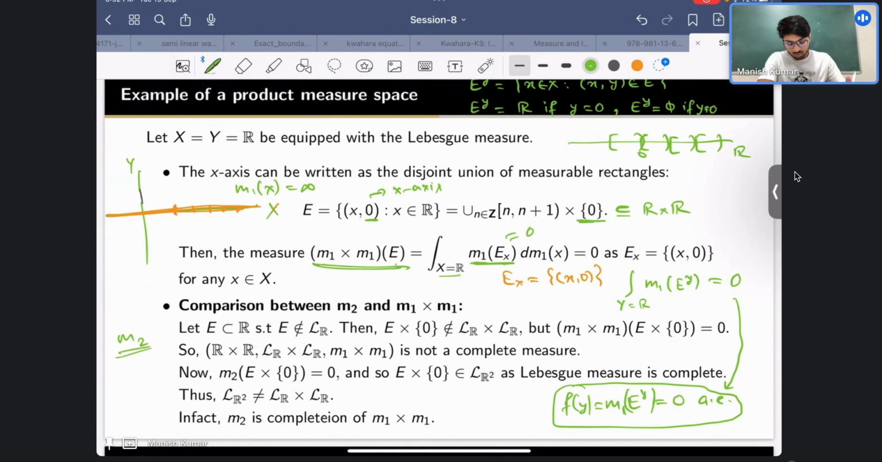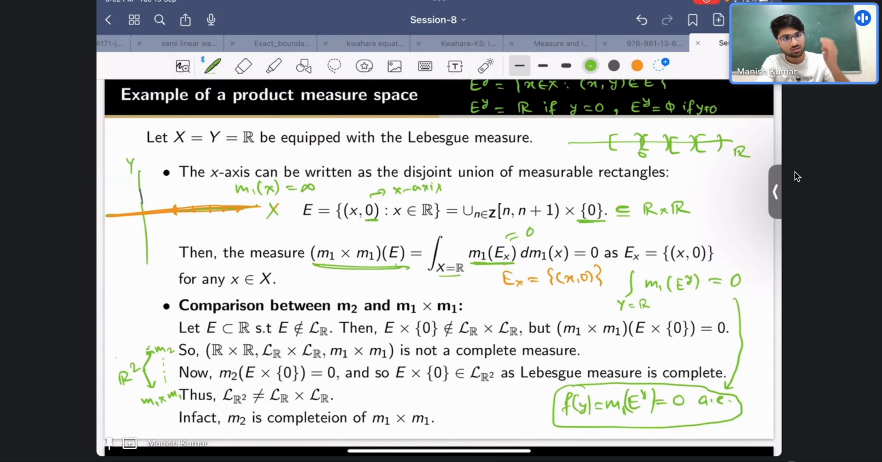So what I was saying is that in R2 you have this Lebesgue measure M2, and now I am defining one more measure as a product measure. So on R2 you have this, and now you are having this also, M1 cross M1. Now the question is, are they the same or are they different? What is the relation between these two things?